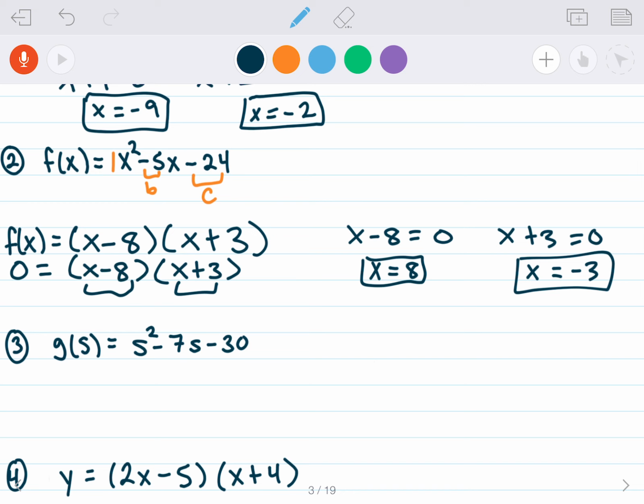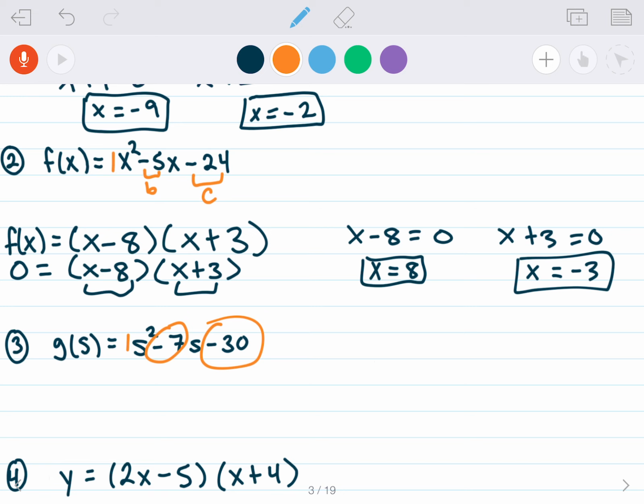So this time our variable is s. And we see that a is 1, so we could be in a good position to factor this. Sometimes we won't be able to factor a problem like this, but we're going to talk about how to do that in a few slides. So, what two numbers multiply to -30, yet add to -7?